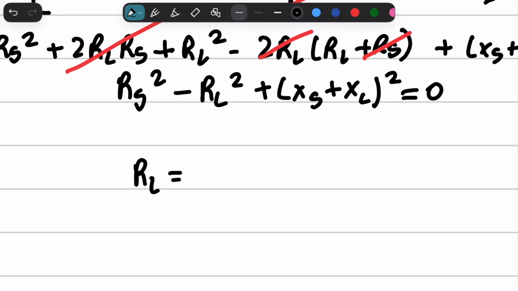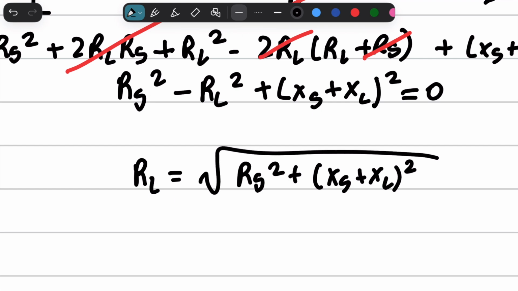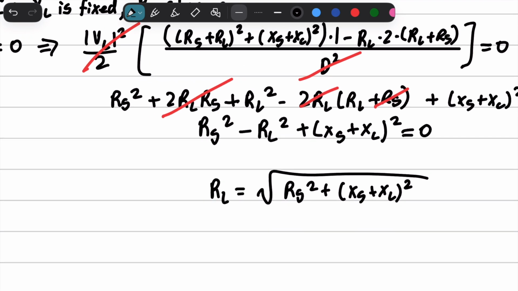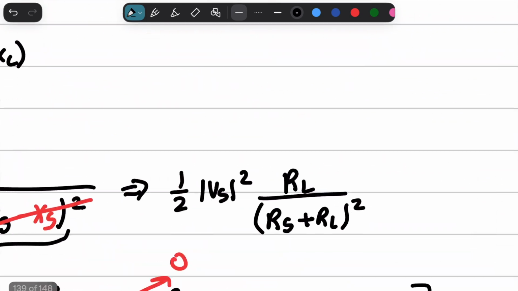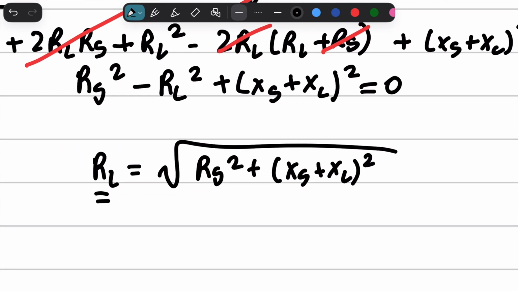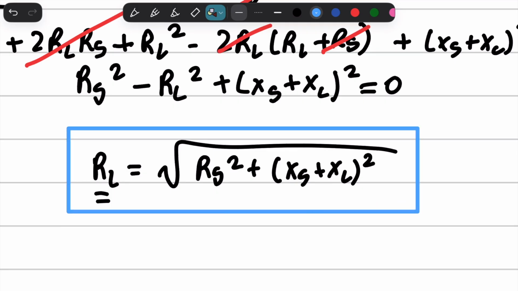So RL is going to equal the square root of RS squared plus (XS plus XL) squared. Feel free to plug this back into PL right here, but I will not be doing that because all that matters right now is finding what that value of RL will be if we want to maximize that power. And if we want to actually find what the maximized power is, we just plug in this equation right here. Okay, let's go ahead and take a look at the final case.